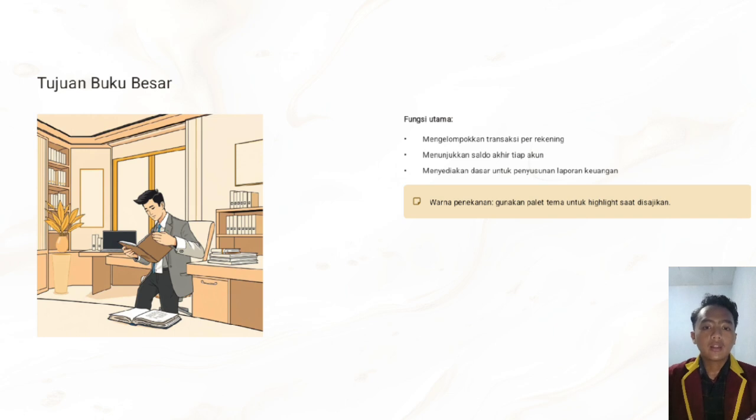And in this slide, we will discuss the purpose of the general ledger. In general, the ledger functions to group financial transactions by each account. In addition, it shows the final balance of each account and serves as an important basis for preparing financial statements. In other words, the general ledger helps us understand the company's financial position more clearly and systematically.